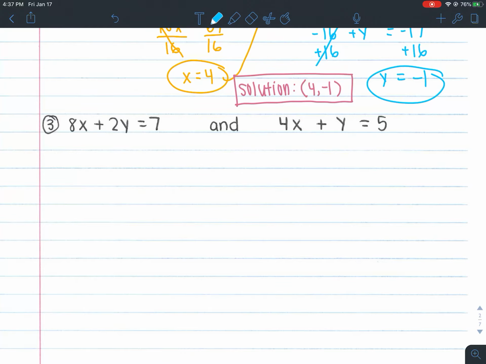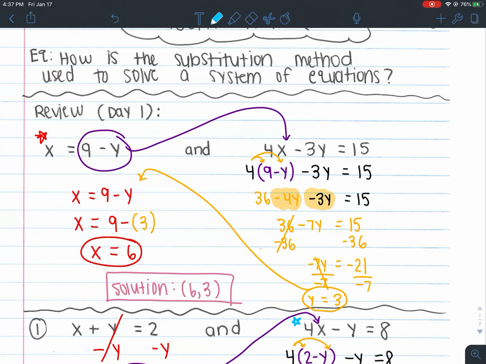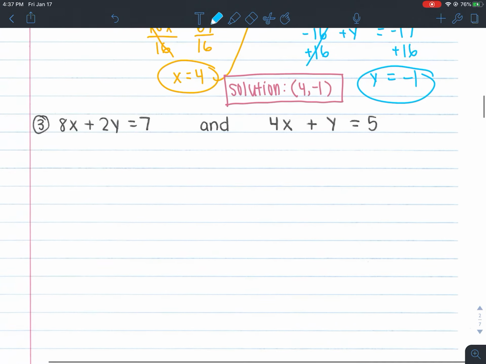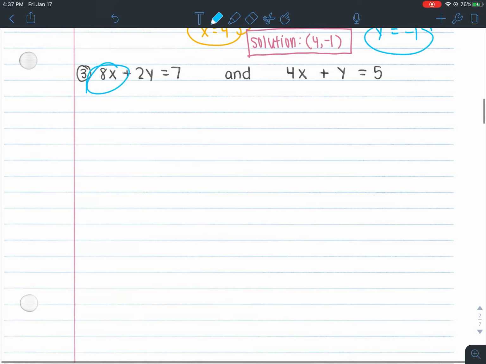All right, number 3, same process. You're trying to get a variable by itself because there isn't one already by itself. Back in that review for day 1, we didn't have to do any of that. If you don't have to do any of it, then don't. But if you have to, you always want to pick the easiest route. I wouldn't try to get x by itself here because there are more steps to get x by itself. I would want to get this y by itself because there are fewer steps to do that.